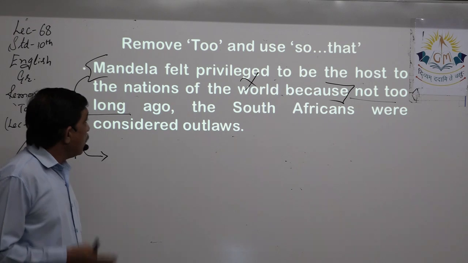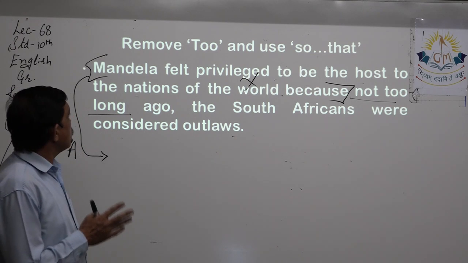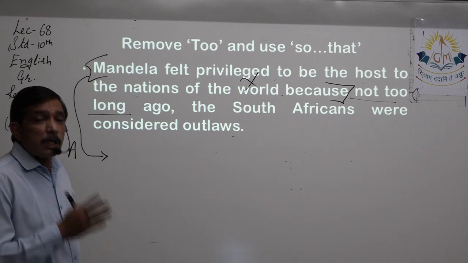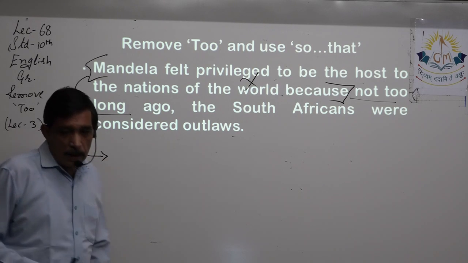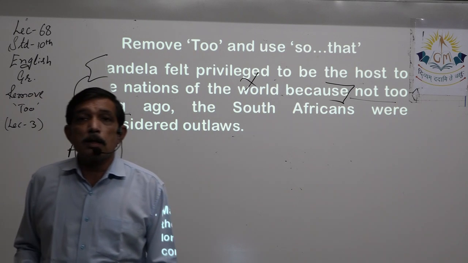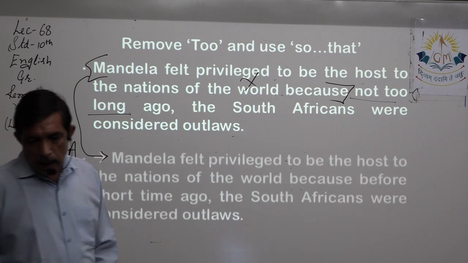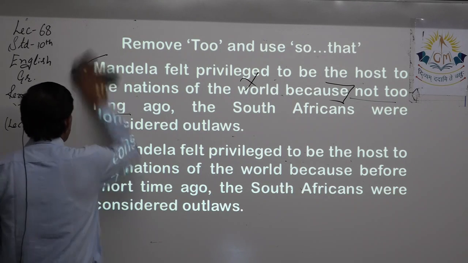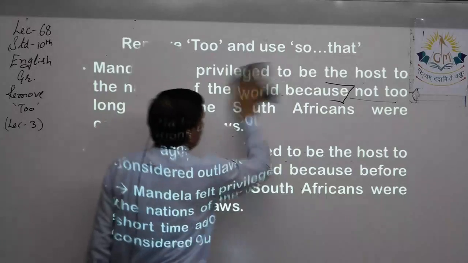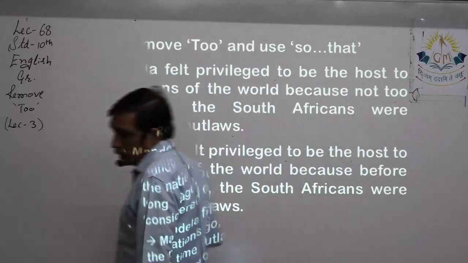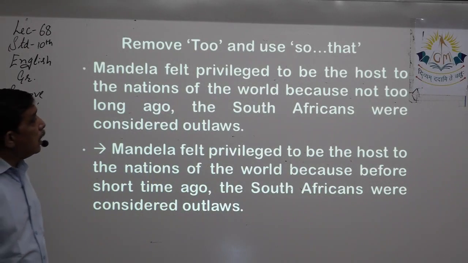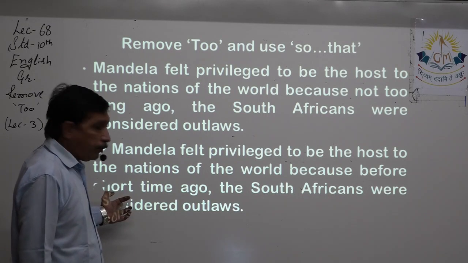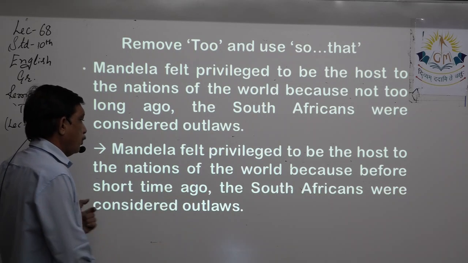So, Mandela felt privileged to be the host to the nations of the world because a short while ago, the South Africans were considered outlaws. Now let's see the answer. A little bit different, yes. A different word is used, otherwise it means the same, right? What we say, not too long, that means short. Same thing, before short time. Then you don't have to write ago. See?